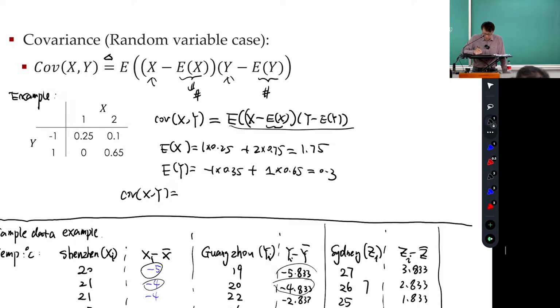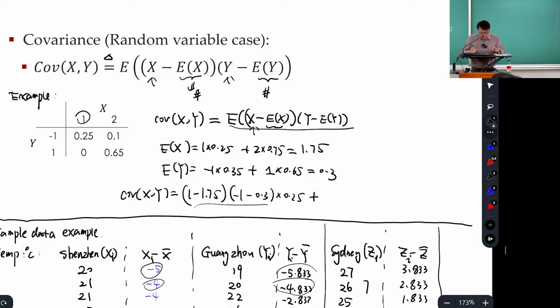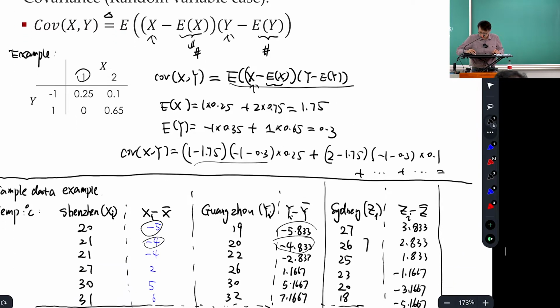So the first one is, this is 1 when X is 1, right? 1 minus the expectation, 1.75, times Y, let's say -1, minus 0.3, times 0.25. The value it takes and the probability that value occurs, that's the first case. Plus the second case, X equal to 2 minus 1.75 times Y equal to -1 minus 0.3, times 0.1. Okay, I don't want to write all of them, only 4 terms. Eventually you will have some number.